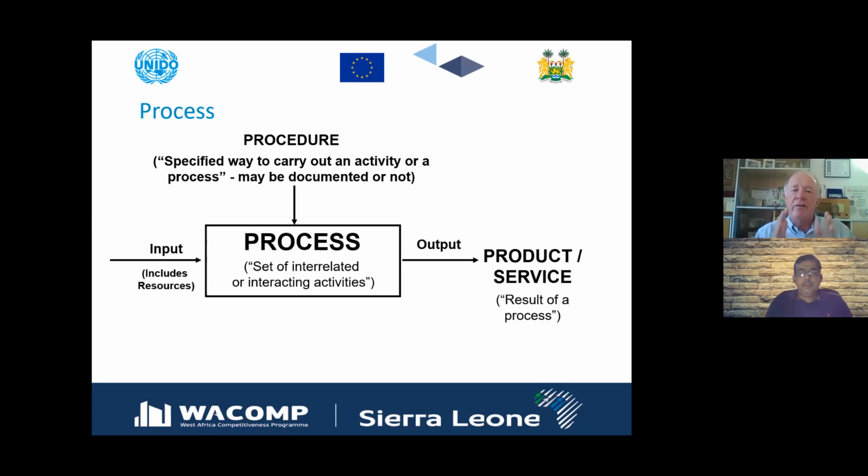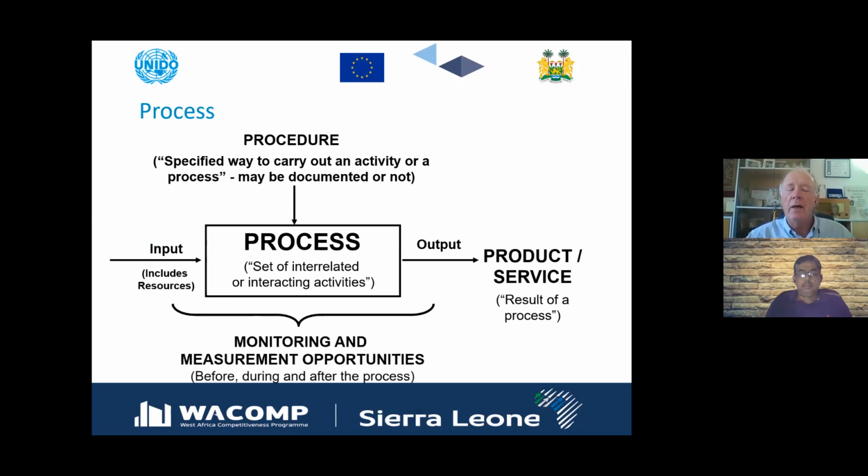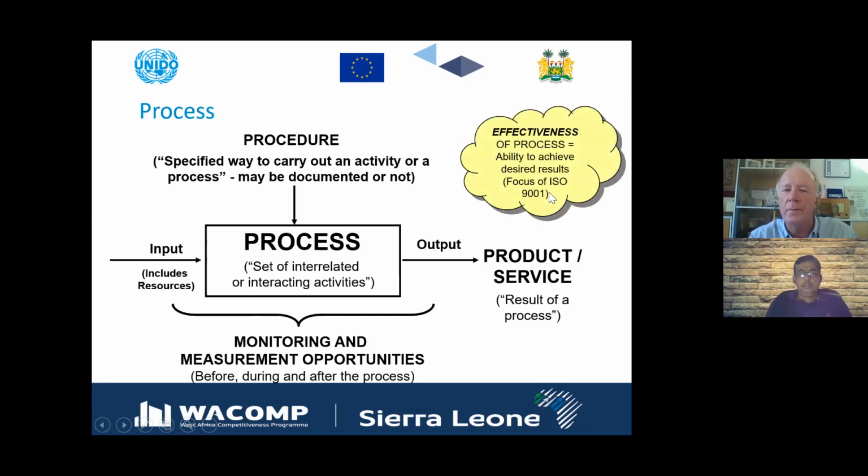We want that to be very, very pragmatic, very, very instilled into everybody, and the process instructions need to be extremely simple. And then we have the monitoring and measurement opportunities before, during, and after the process. And we've talked about this before, of course. ISO 9001 focuses on the effectiveness of the process. Effectiveness means, is it achieving the desired results? So are we in fact producing a product or service that is meeting the needs and expectations of our customers?